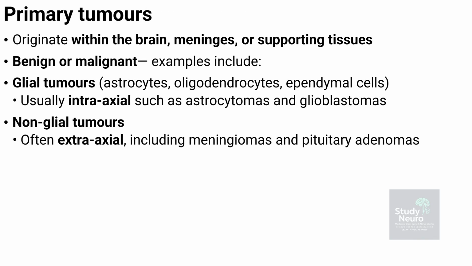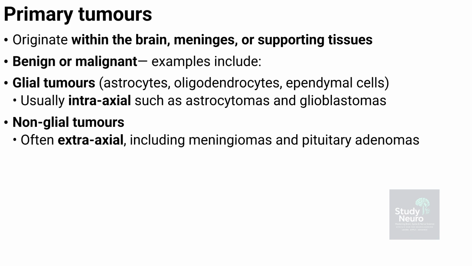Primary brain tumors originate within the brain, its coverings, or supporting structures, like the meninges and cranial nerves. They may be benign or malignant, yet both can produce serious neurological symptoms due to their location. Glial tumors arise from the brain's supportive cells: astrocytes, oligodendrocytes, and ependymal cells. These are typically intra-axial, occurring within the brain tissue itself. Examples include astrocytomas, oligodendrogliomas, and glioblastomas.